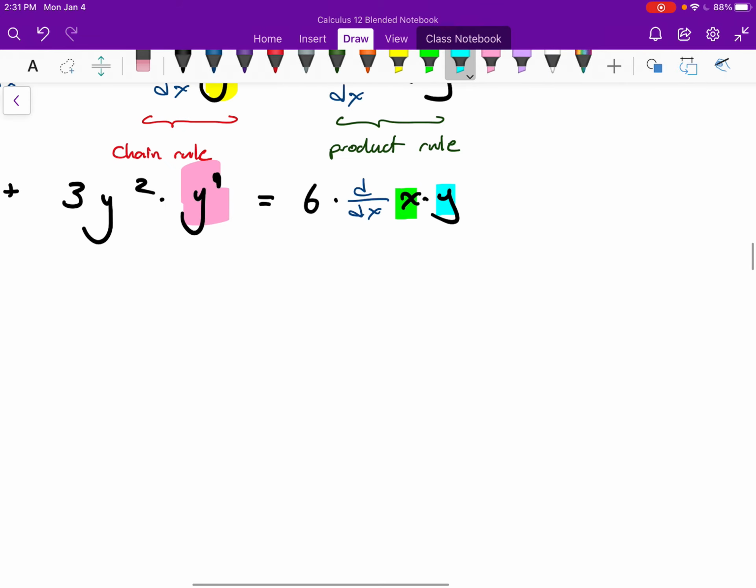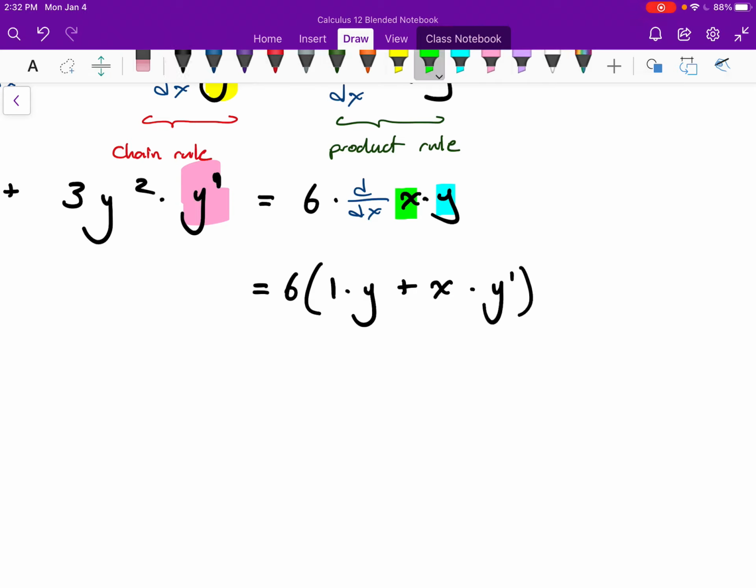So let me focus on this part. So the product rule, I have 6 times the derivative of x, which is 1 times y left alone, plus the other way around. X times the derivative of y with respect to x. Which again, you may be tempted to say 1, but that's a derivative of y with respect to y. But the derivative of y with respect to x, knowing that y is a function of x, is just y prime. And so here I use the product rule.